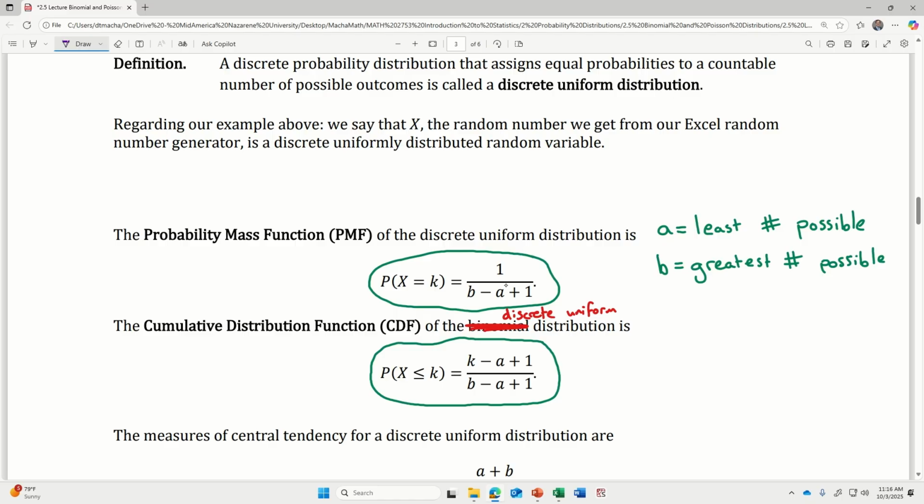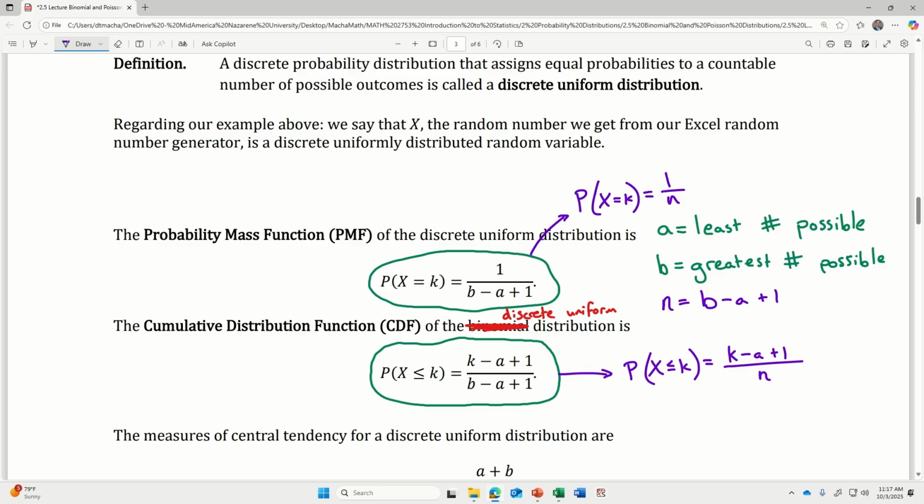And another way you might see this occasionally is people will count the number of possibilities, and the number of possibilities would be b minus a plus 1. And so you might sometimes see the PMF written like this. And you might sometimes see the CDF written like this. But in that case, the lowercase n is saying how many possibilities are there? Just alternative ways to write the same thing.